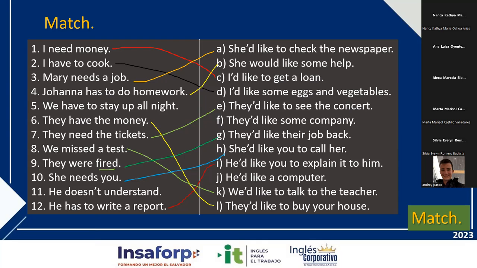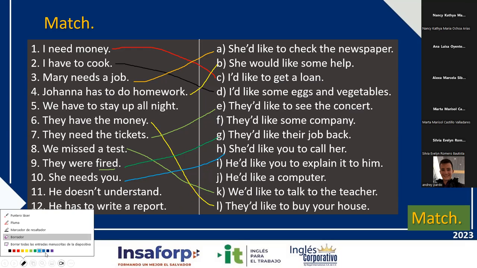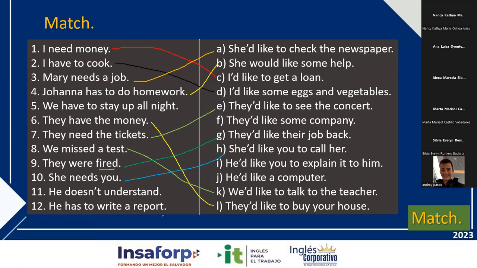He doesn't understand. We can change number 12. Ya vieron. A ver, he doesn't understand. He would like a computer. He'd like you to explain. He would like you to explain. He has to write a report. And the 12 one, he would like a computer.